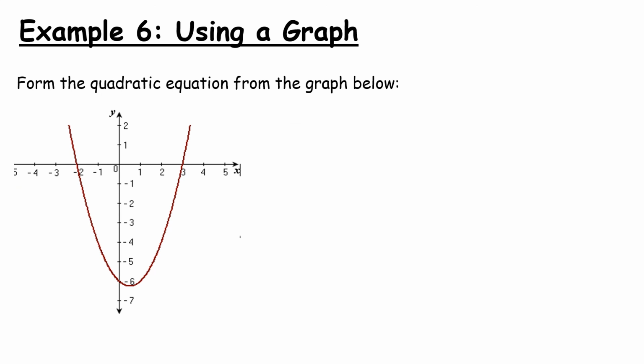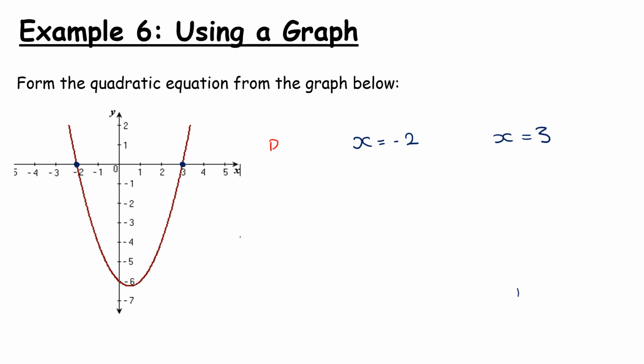So our final example is using a graph to form the quadratic equation. There is nothing different about this, just the way we're presented with the roots themselves. So looking at the graph, we can spot that there are two roots, and the roots are x equals minus 2 and x equals 3. I'm going to use the longer method because I think it's nicer.